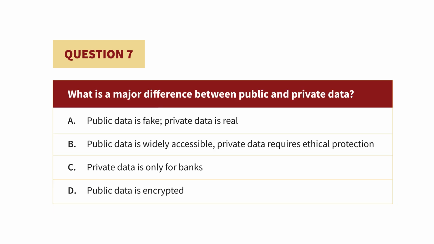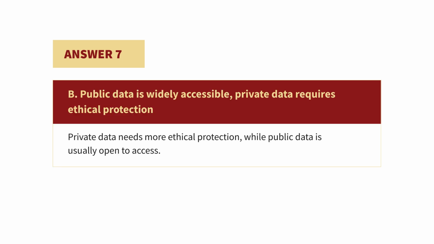And finally, question 7. What is a major difference between public and private data? A. Public data is fake. Private data is real. B. Public data is widely accessible. Private data requires ethical protection. C. Private data is only for banks. D. Public data is encrypted. The answer is B. Private data needs more ethical protection, while public data is usually open to access.